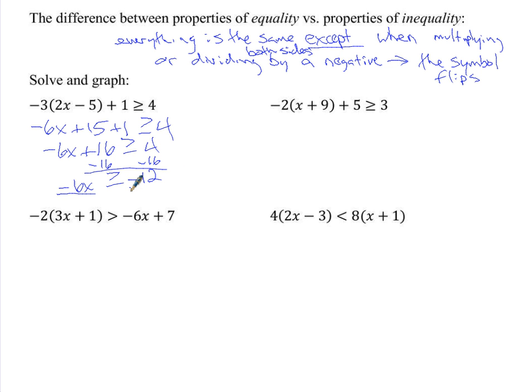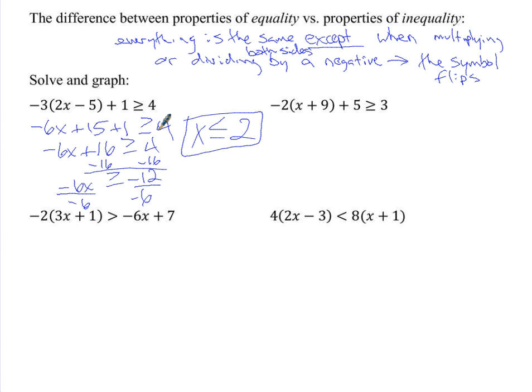Divide by what? Negative 6 on each side. So now I wind up with x on the left. What do I wind up with on the right? Positive 2. And what is my symbol? Good. Why did it flip? Because we divided by a negative 6.